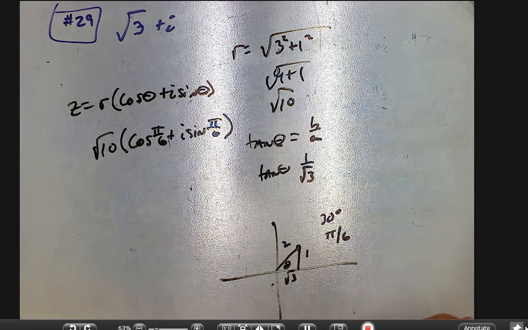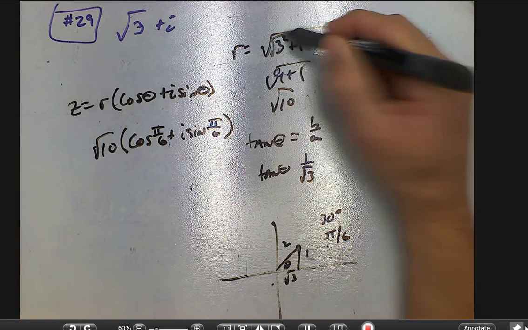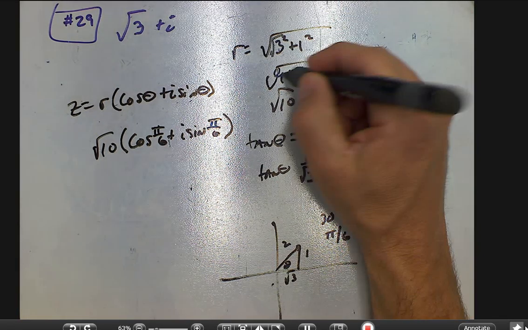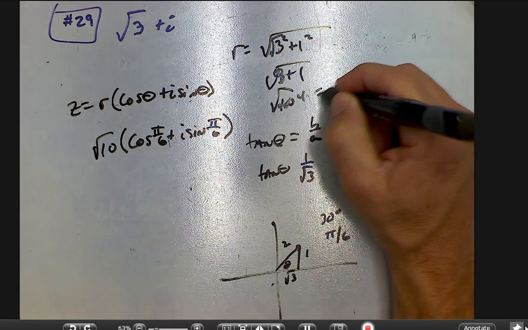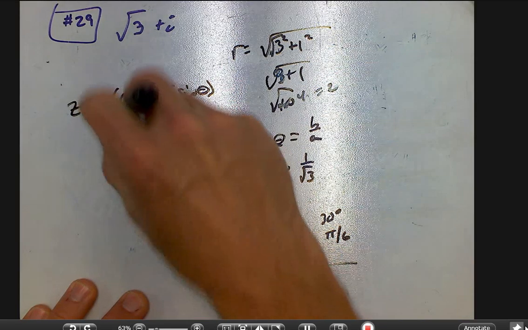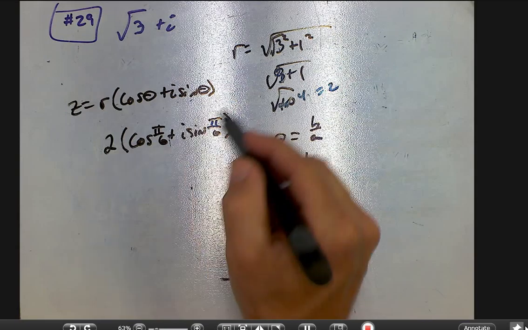Oh wait, I messed this up. It's the square root of 3 squared, so that makes it 3, and 3 plus 1 is 4, which is the square root of 4, which is actually 2, and so that actually is a 2 there. So there is actually the right answer, just like that.